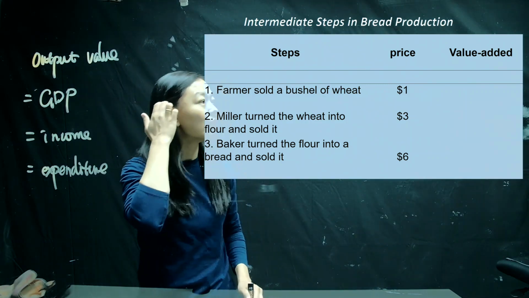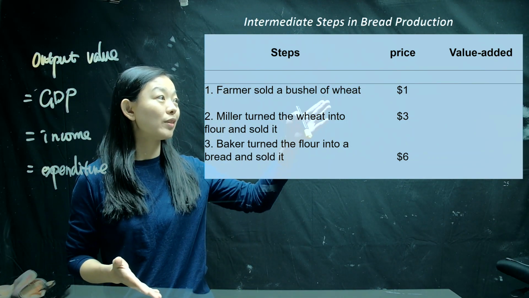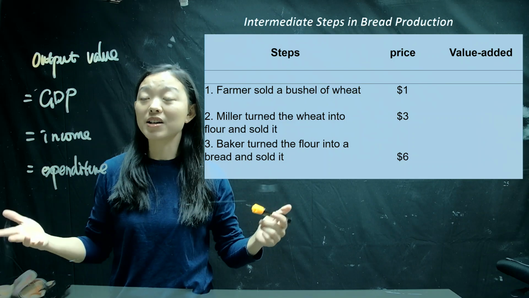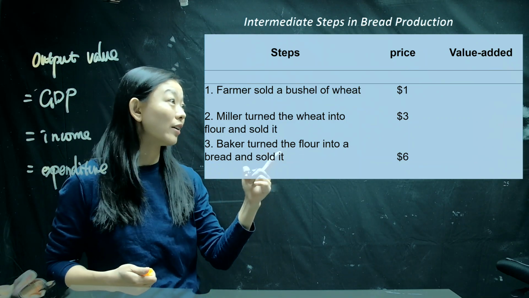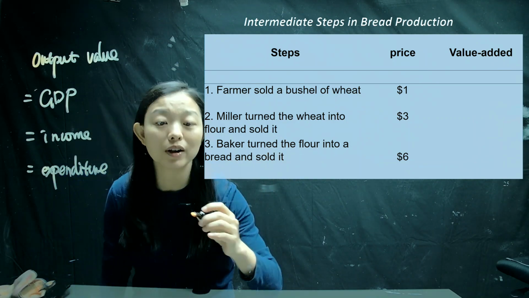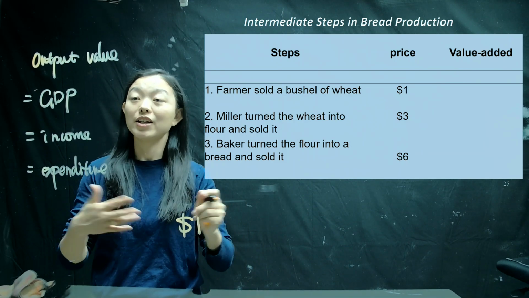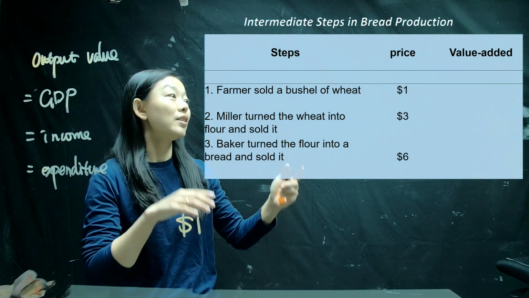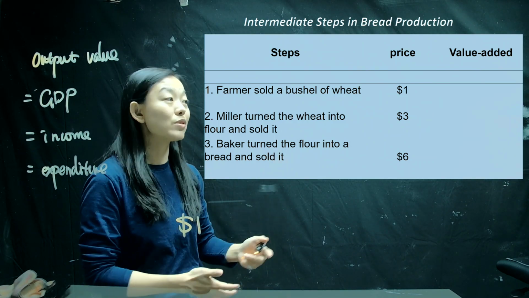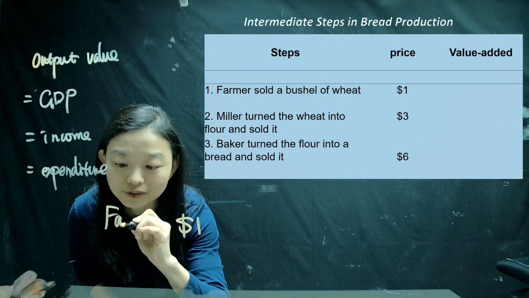So look at this one. When a farmer sold bushels of wheat to the miller, he obtained $1, right? So the value added for the farmer will be $1, because he sold the wheat to the miller. Then the miller turned the wheat into flour and sold it at $3 to a baker. So this is from the farmer, okay?